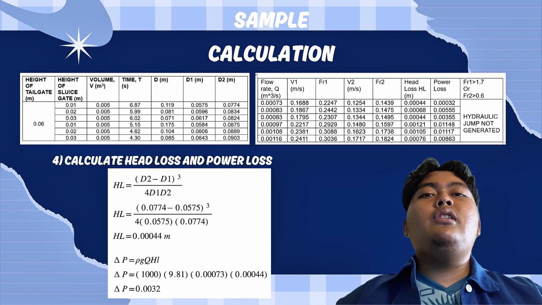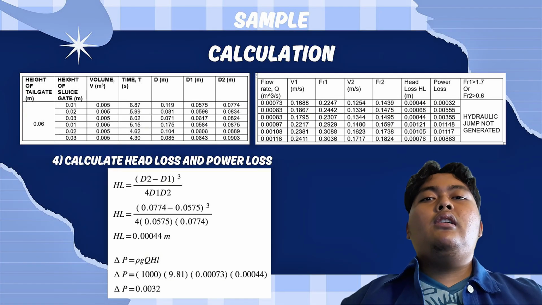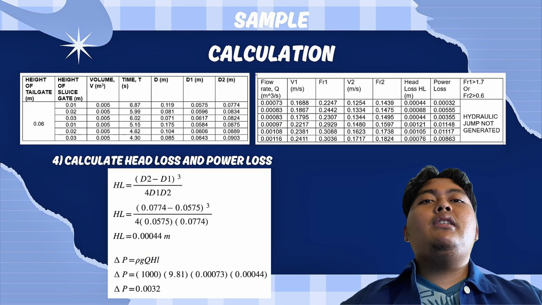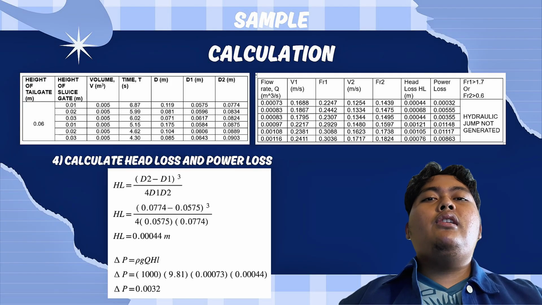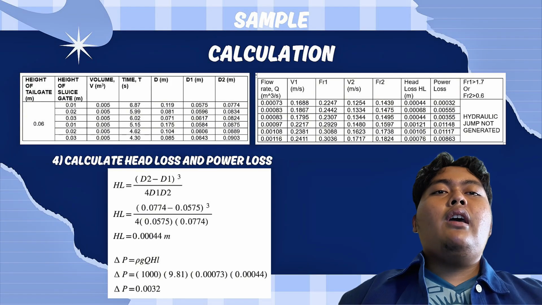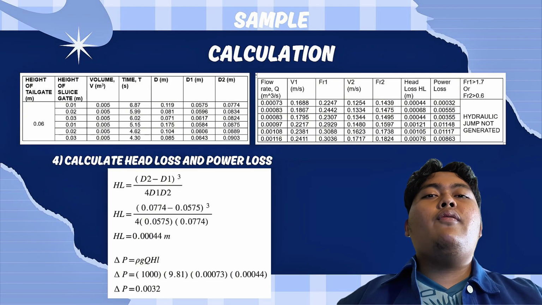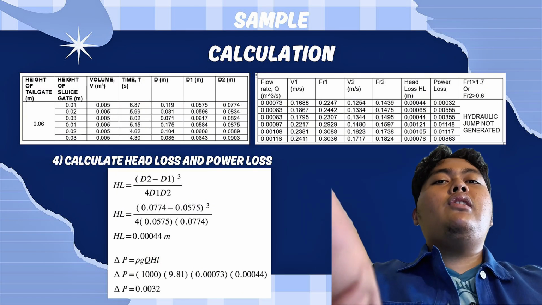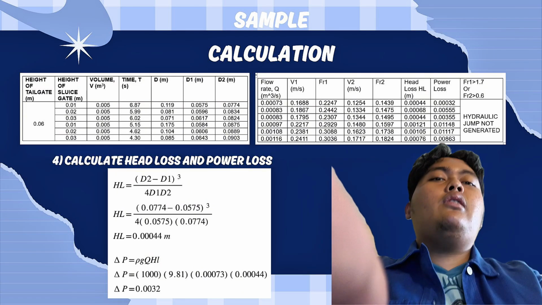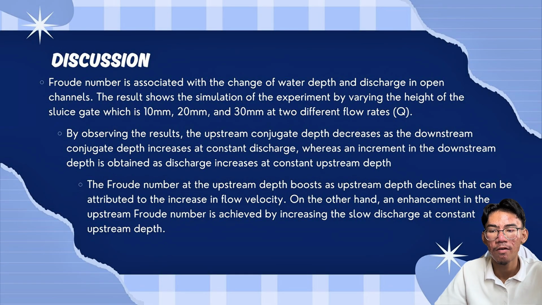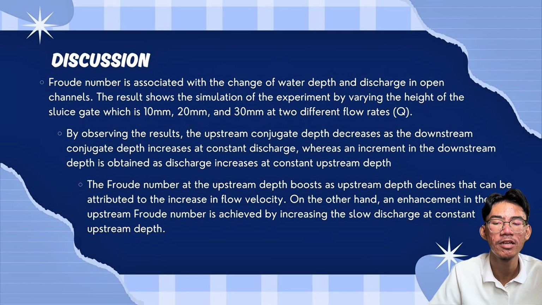Power loss is delta P. The formula is rho G Q head loss HL. So we put numbers into the formula. Rho we use 1000, G is 9.81, Q is 0.00073, and head loss is 0.00044. We calculate it, we got 0.0032. That's all.